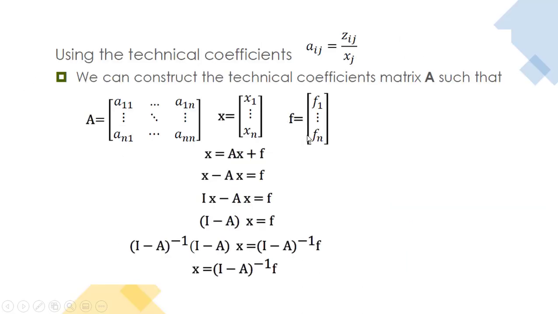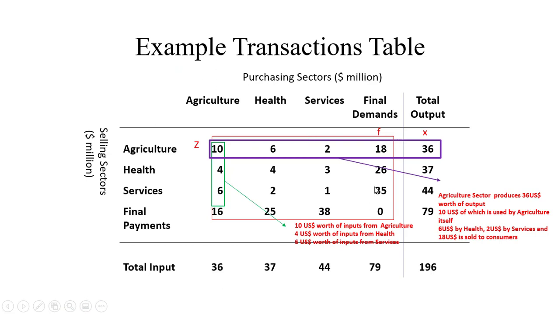This is our output and this is our final demand. For example, this is the final demand for these three sectors: agriculture, health, and service. 18 is the final demand for agriculture, 26 for health, and 35 for service. And this is the output of agriculture, health and service.